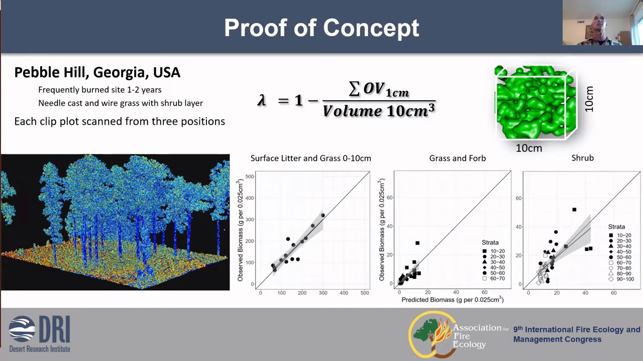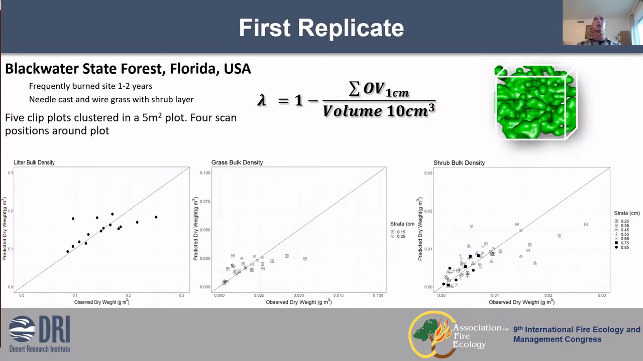And so we had tested this at Pebble Hill, and our first replicate was the Blackwater State Forest in Florida. This site was part of a FIREX-AQ campaign with NASA, where they had a plane flying over to sample the species and volumes of smoke. We went out and collected these data, and it was a synonymous site to what we saw in Pebble Hill in many respects. It was longleaf dominated, frequently burned with needlecast and wiregrass, and it had a distinct shrub layer that was more pronounced than what we had seen in other places.